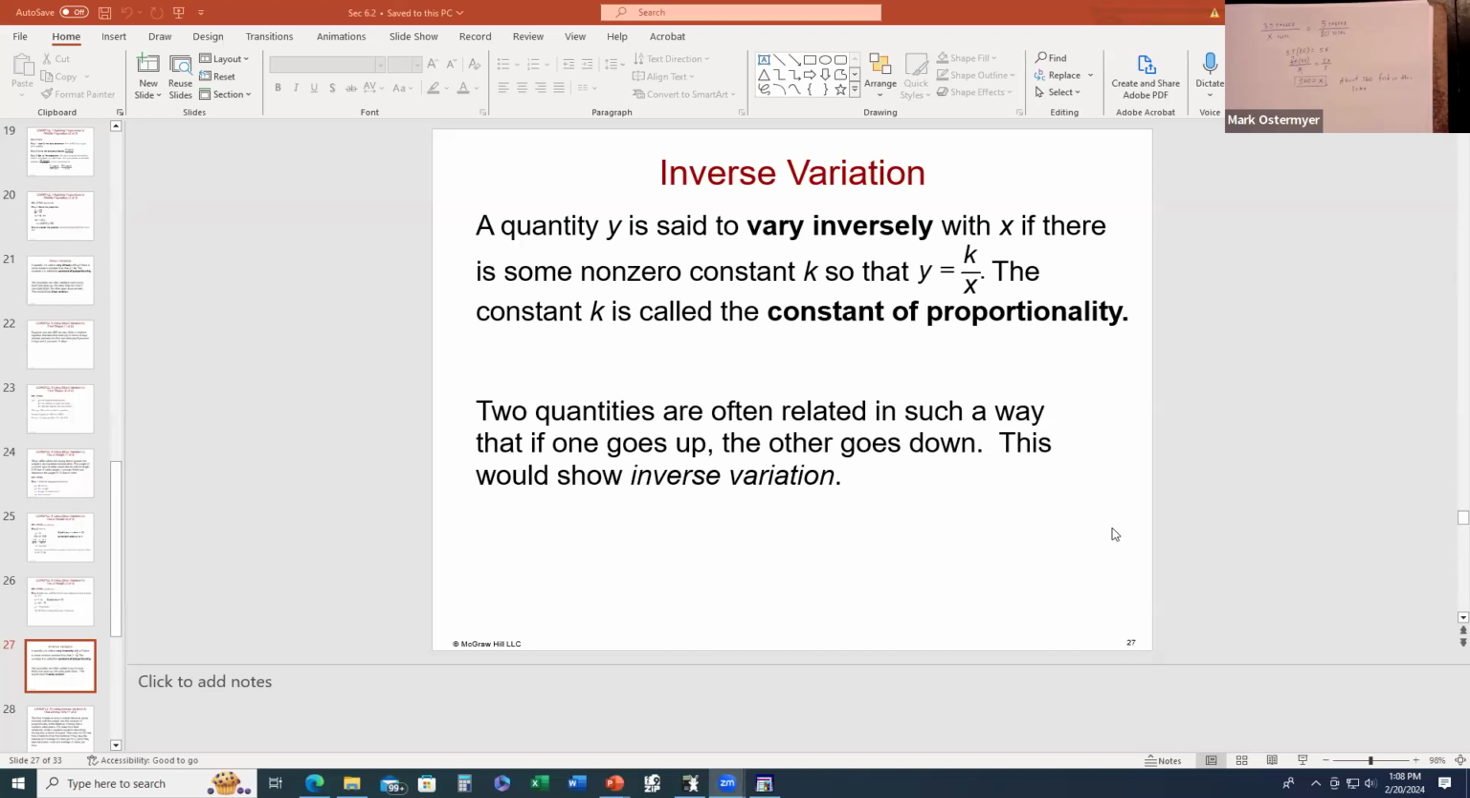There's another good one. If the amount of sleep you get increases, then in general, the amount of doctor bills you have to pay decreases, and vice versa. That's an inverse variation. Another example.